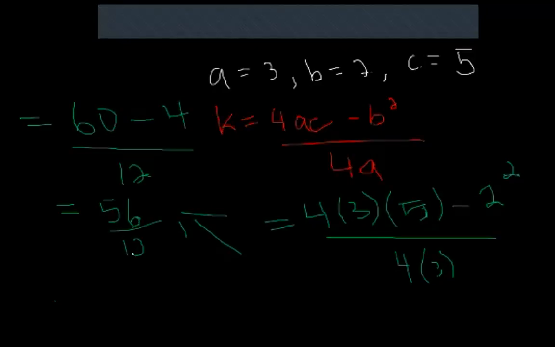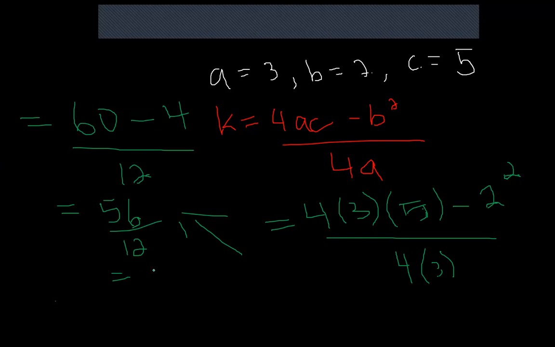56 divided by 12. But of course, you can't just leave it as 56 divided by 12, because if you can reduce a fraction, you should reduce it, right? And this is 14 on 3 if I reduce this fraction. That's why this right here, 14 on 3, that is my value for k.